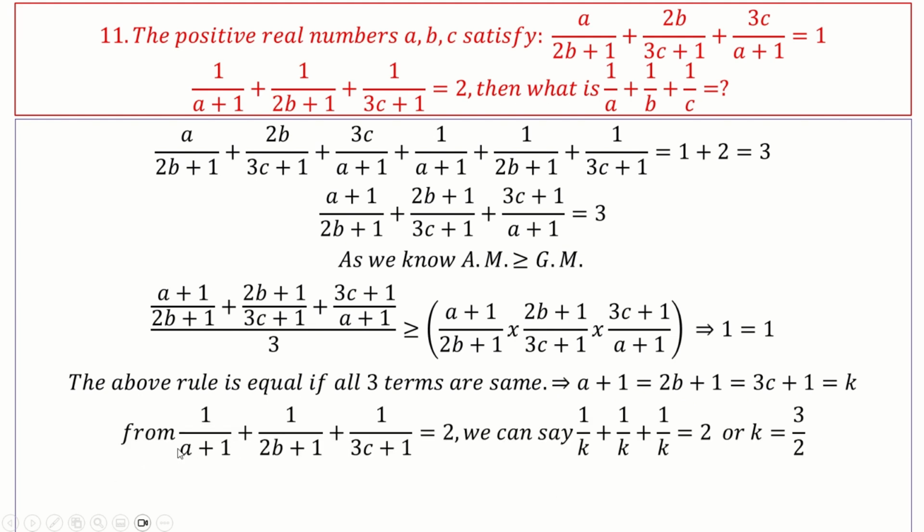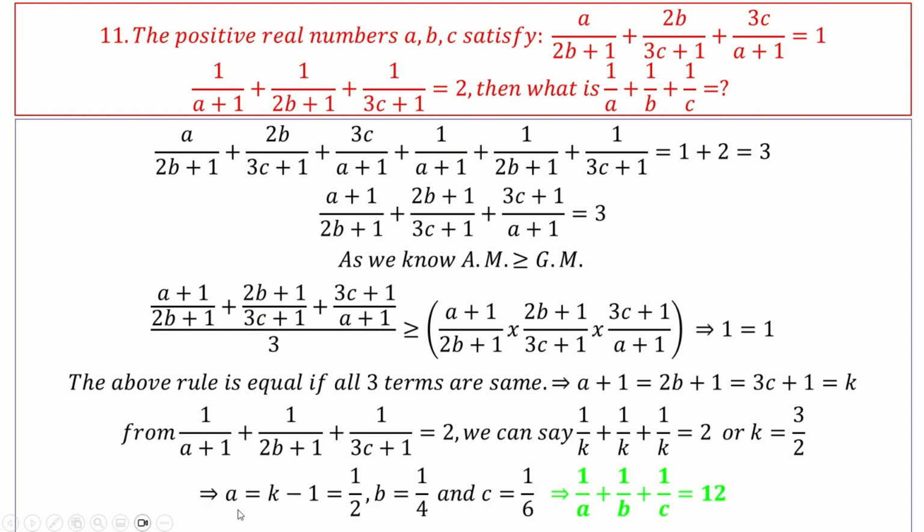From 1 by a plus 1 plus 1 by 2b plus 1 plus 1 by 3c plus 1 equal to 2, we can say that 1 by k plus 1 by k plus 1 by k, because each one is k, equals 2. So k equals 3 by 2. Now we have the k value. So a equals k minus 1, which is half. Similarly, b equals 1 by 4, c equals 1 by 6. So 1 by a plus 1 by b plus 1 by c equals 12. This is what we get.